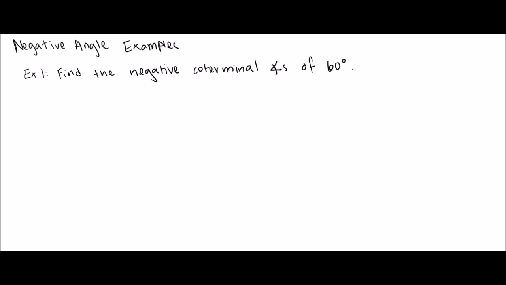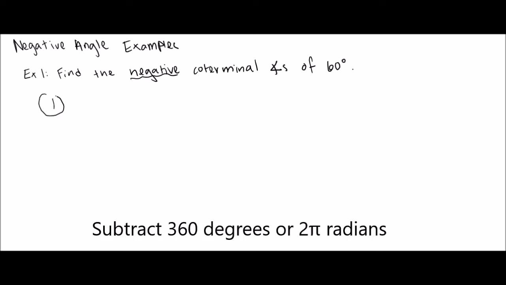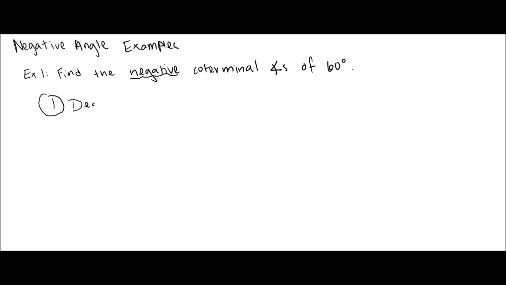Okay, so if you noticed, in all of those previous examples, we were finding just the positive coterminal angles. In some situations, they will ask for both negative and positive. In this case, it is asking for just negative. So we're just going to find one coterminal angle. If you recall from the beginning of the video, when you are doing a negative coterminal angle, you're going to be subtracting 360 degrees or 2 pi radians. So the steps are still the same.